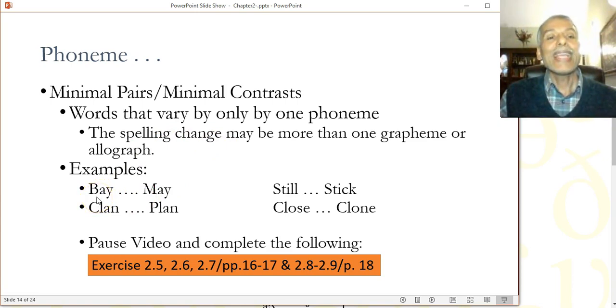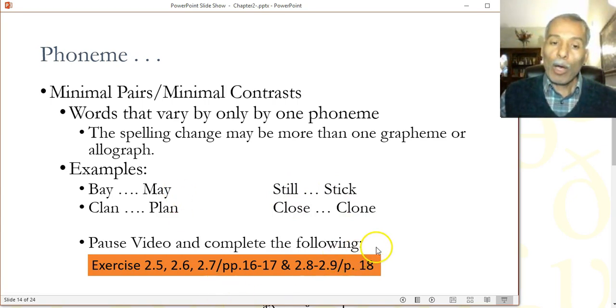When you say bay, may, what are they different in? So they are a minimal pair. Clan, plan, minimal pair. Still, stick, so they are only different here in l and k. Close, clone. So these are examples of minimally contrastive word pairs.